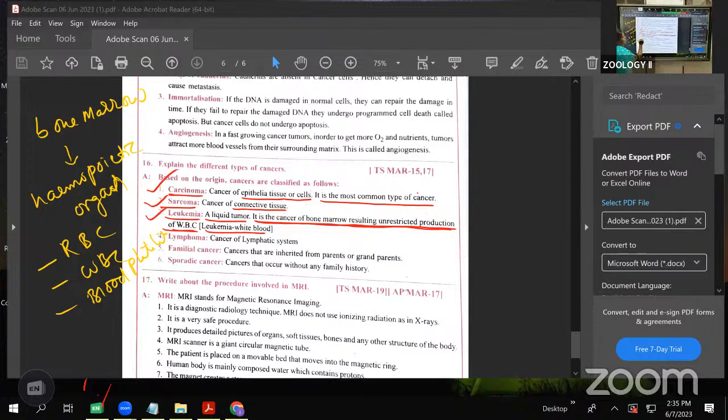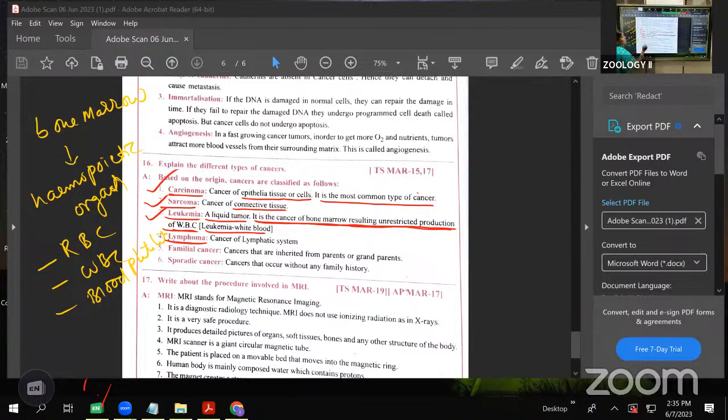Next one is called lymphoma, of the lymphatic tissue. Like the blood circulatory system, the lymphatic system is also there. The lymphatic system has lymph capillaries, lymph vessels, and lymph nodes. Tumors that occur in the lymph capillaries, lymph vessels, lymph nodes, or lymph glands, which are affected, we call lymphomas. The cancers of the lymphatic system are called lymphomas.